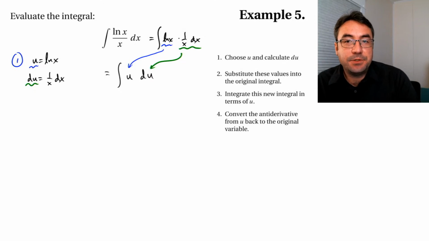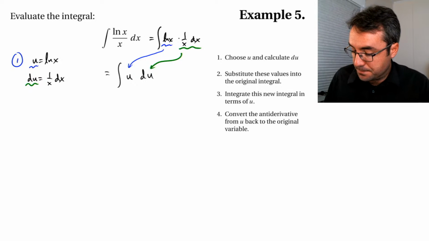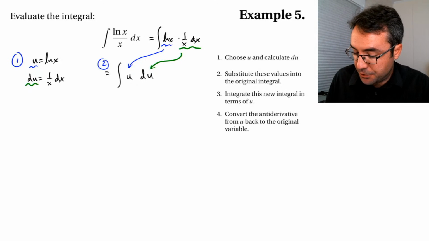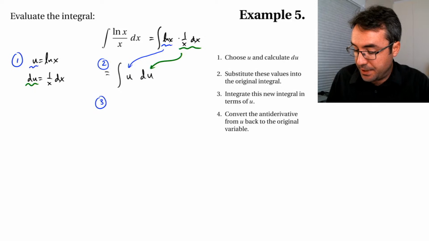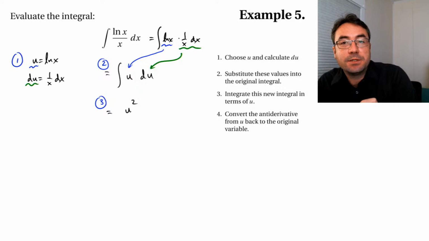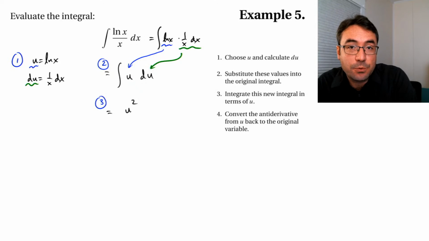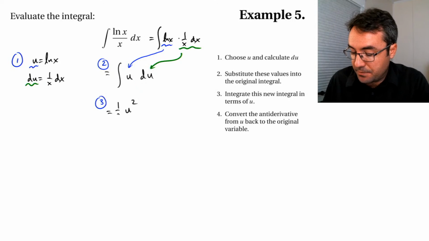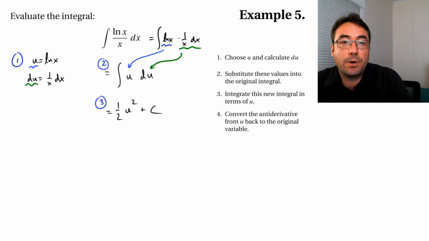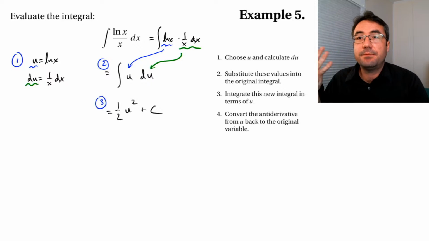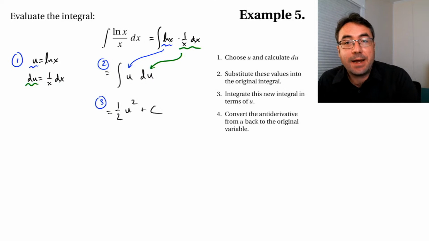And so now we just need to do the antiderivative of u. So that's step 2. Step 3 is just do the integration. And so we use basic power rule, add 1 to the exponent, bumps us up to u squared. Take that new exponent, flip it, put it in front, so we get 1/2 u squared, and then plus c at the end. And then we want to convert back to our original variable.